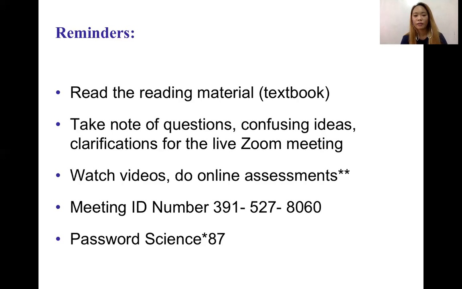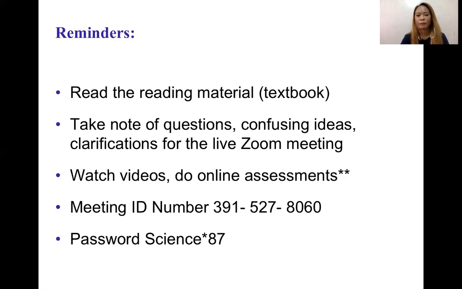Another reminder: my meeting ID number for our class, when we do our Zoom meeting, regardless if it's Biology 1 or a different class that I'm having with you, is the same. That's 391-527-8060. So take note of that. And my password is always science asterisk 87. Take note, science starts with a capital S. There is an asterisk and the number 87.